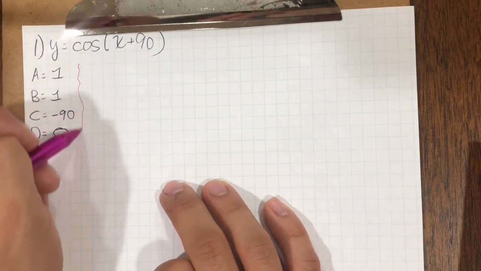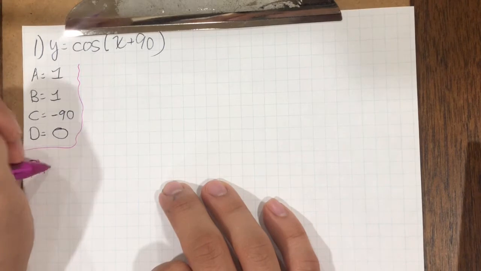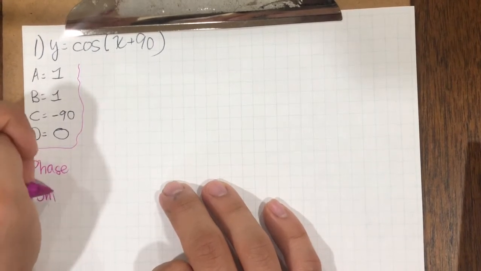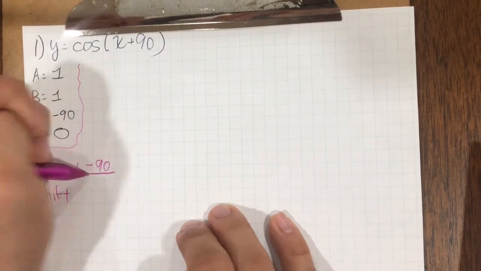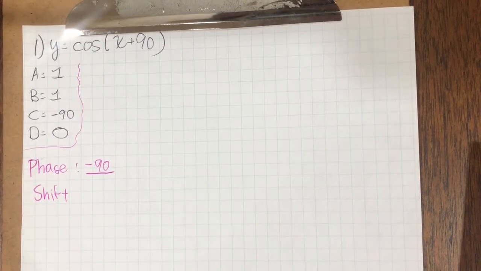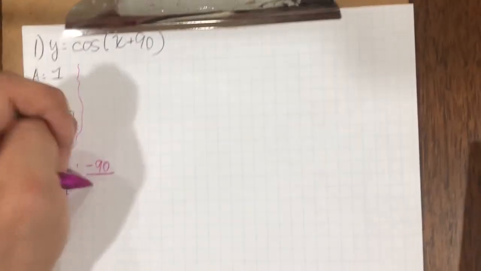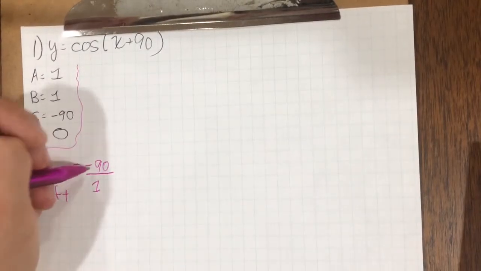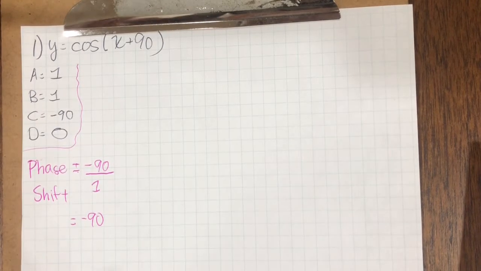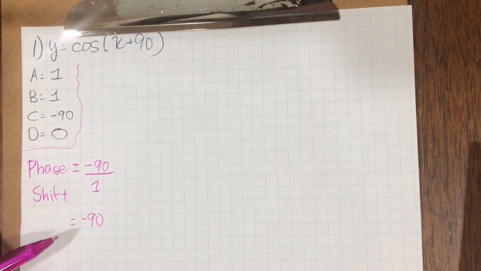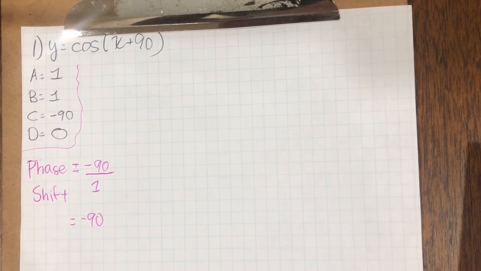So I'm going to box these numbers. For my phase shift, I have negative 90, and then I divide that by my number for B, which is 1. If I divide negative 90 by 1, I still get negative 90. So my phase shift is going to be negative 90, and the phase shift follows the same rule as a horizontal shift.